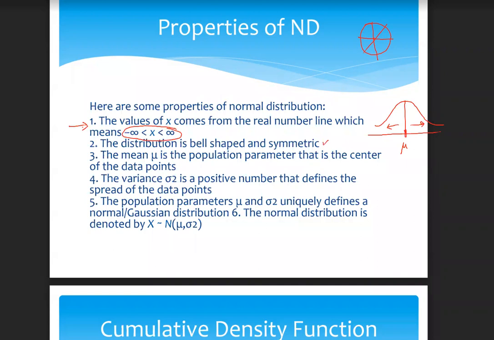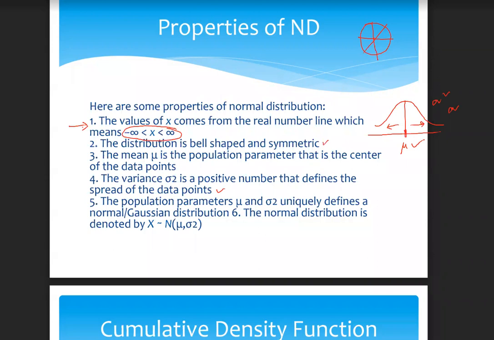Next, the mean mu is the population parameter that is the center of the data points. So mu is the center of the data points, or the middle, as you can see here. Variance sigma square is a positive number that defines the spread of the data points. So sigma square, or equivalently sigma, tells you how spread out the data points are compared to the center or mean of the data set.